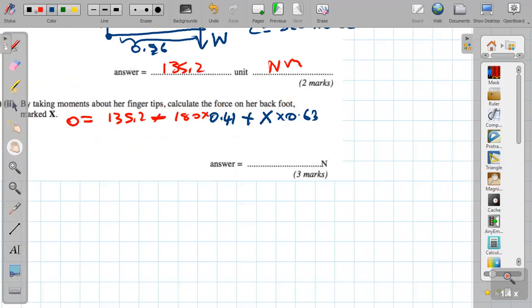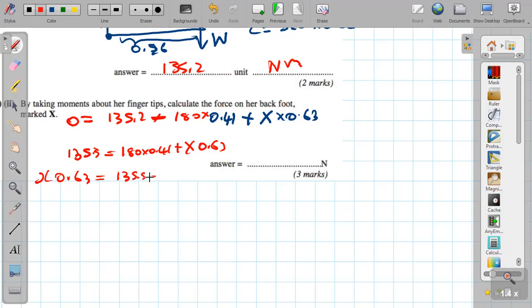Now it becomes 135.2 equals to 180 times 0.41 plus x times 0.63. So x times 0.63 equals to 135.5 minus 180 times 0.41. So how to find out x? X equals to 135.5 minus 180 times 0.41 divided by 0.63. This is the way. Understood? Can you explain me now?